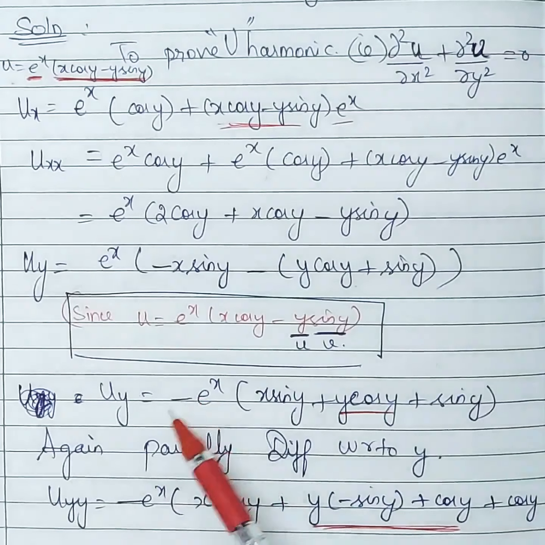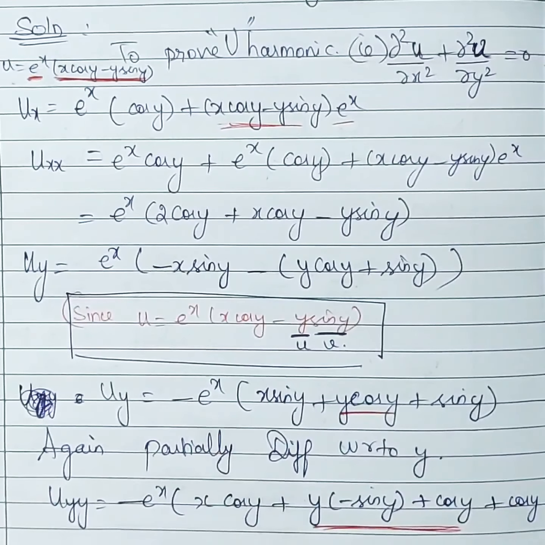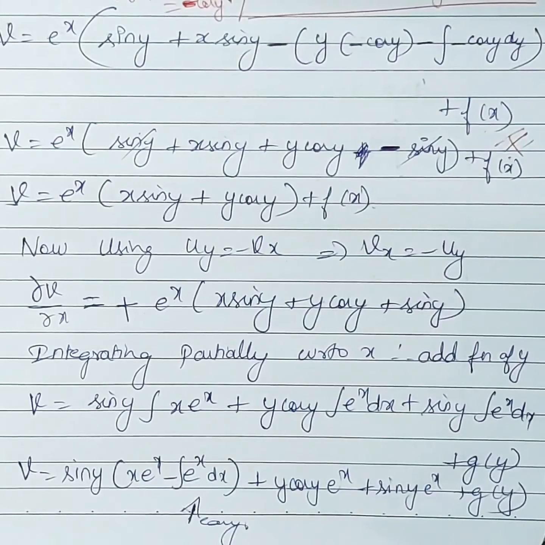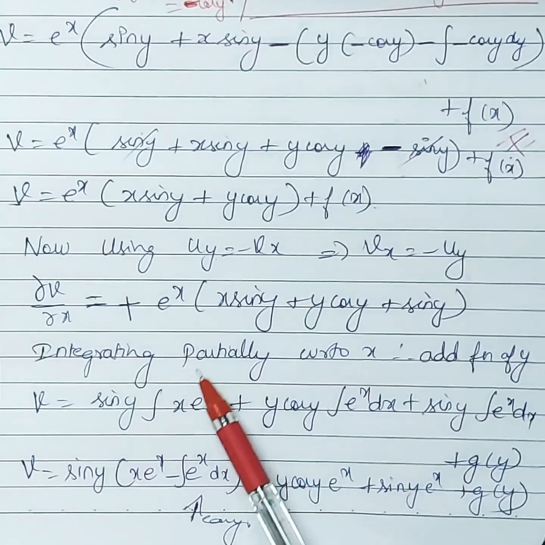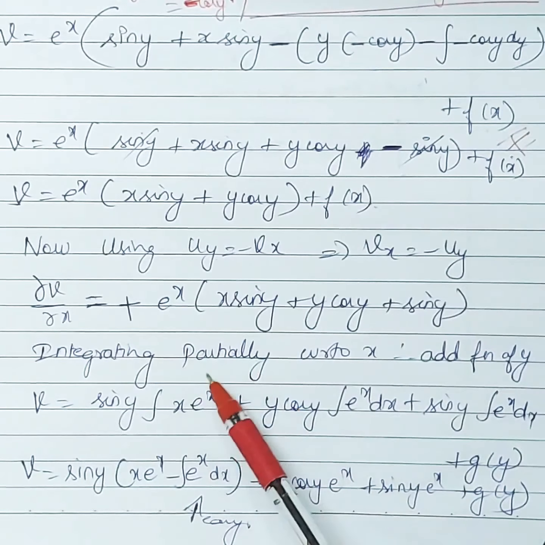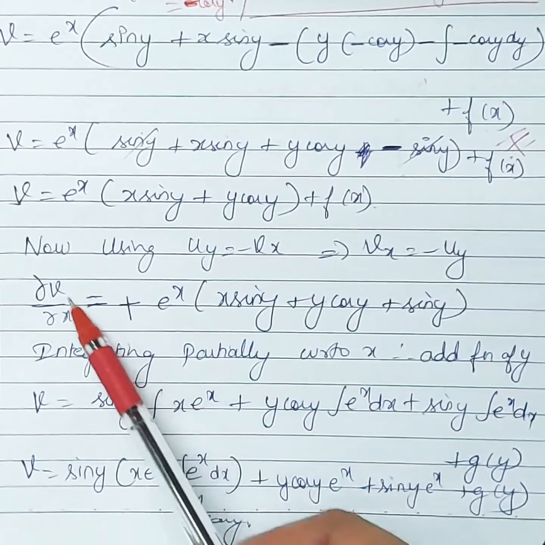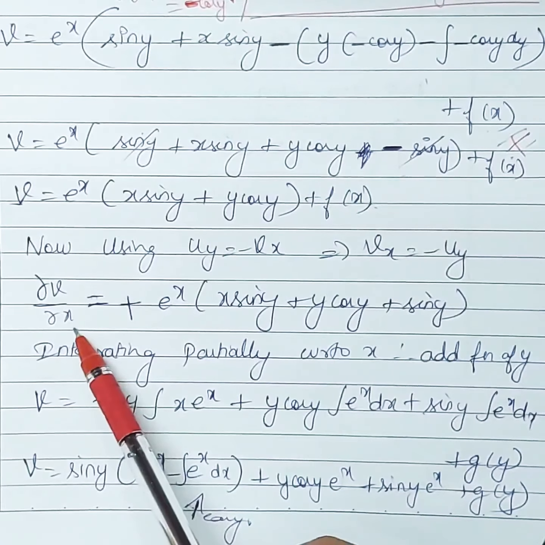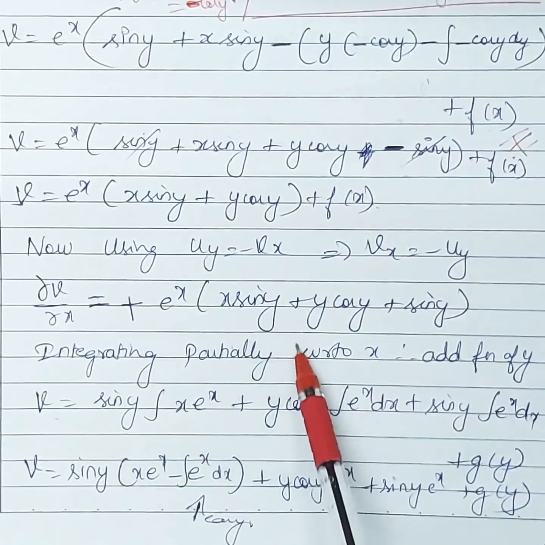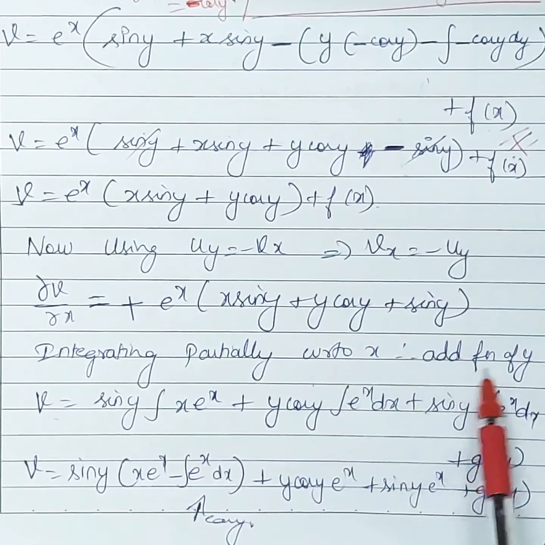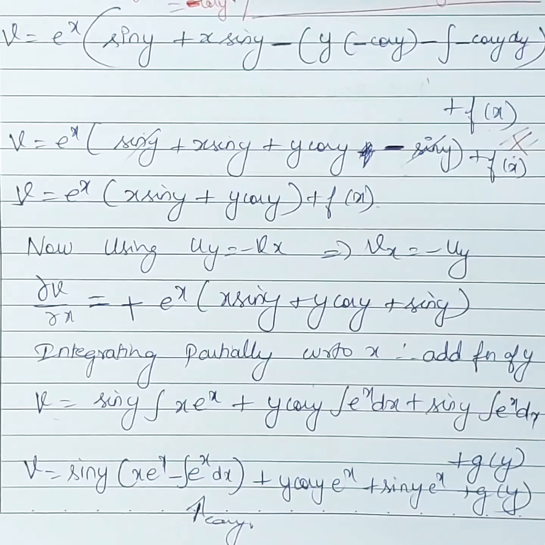Yes, see here, this already we have done uy. This negative sign is there, right? So this negative, and in the equation vx is equal to minus uy, that negative will become plus. Yeah. So that is what I have written plus. Such a big question, but don't lose hope. We are almost done. So integrating partially with respect to x, because it is del v by del x. So we are partially integrating with respect to x to find v. So if I integrate with respect to x, what I should do? I should add a function of y as a constant at the end.